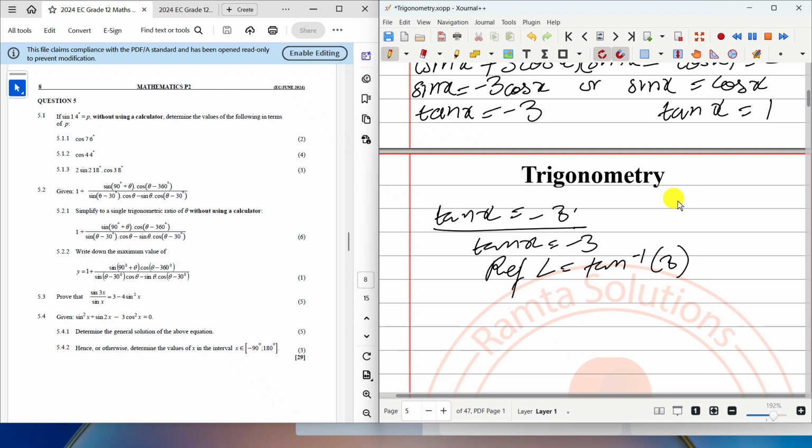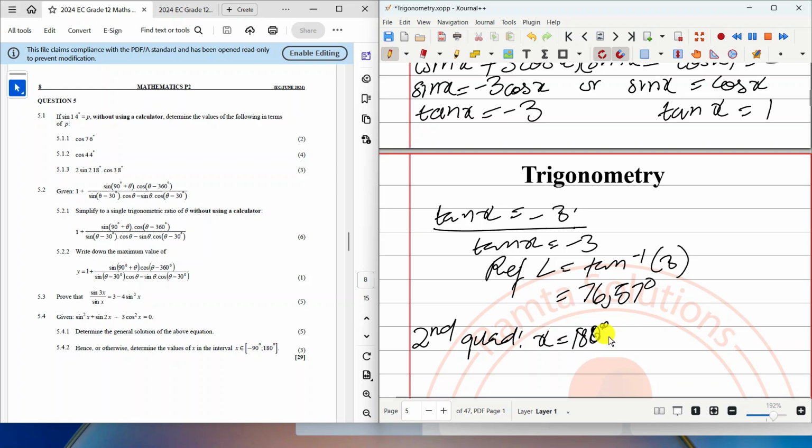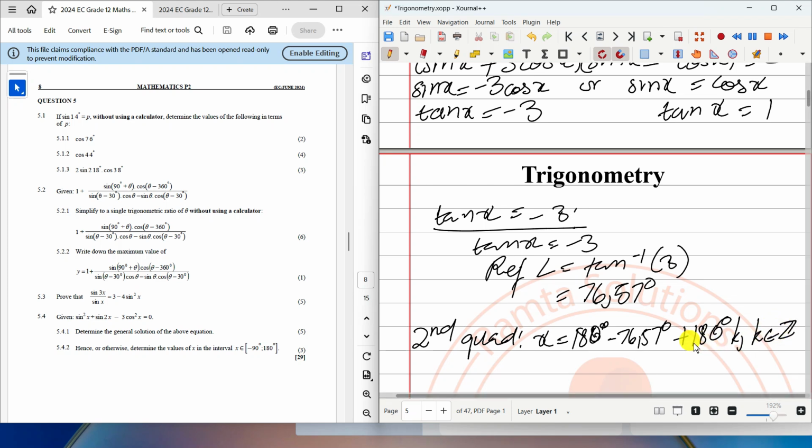Function, or shift tan 3. My calculator says our reference angle is 76.57 degrees. As you can see, this tan is negative. Where is tangent negative? In the second quadrant. So in the second quadrant, we work with 180 minus 76.57 degrees, plus 180 degrees k, where k is an element of the integers.